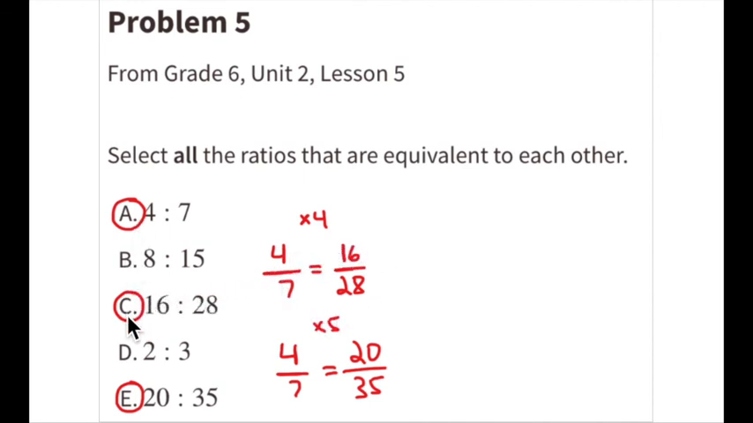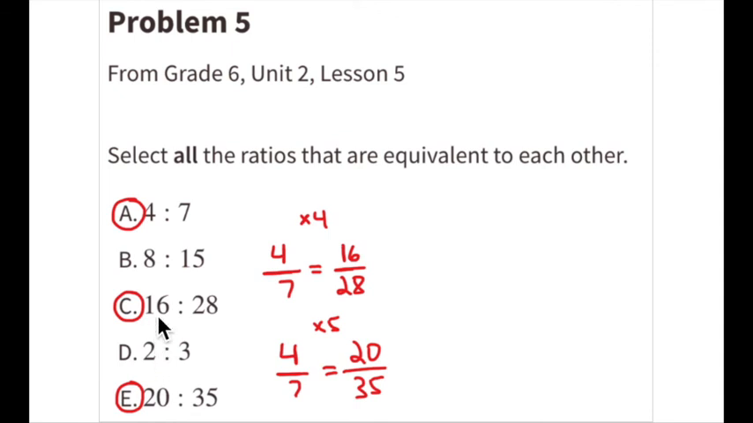So A and C are the same, or are equivalent. And then 4/7, or a ratio of 4 to 7, times 5. 4 times 5 is 20. 7 times 5 is 35. And so E also fits in as an equivalent ratio. The 2 to 3 and the 8 to 15 don't fit anywhere. 2 times 4 is 8, but 2 times 7 is 14, not 15.